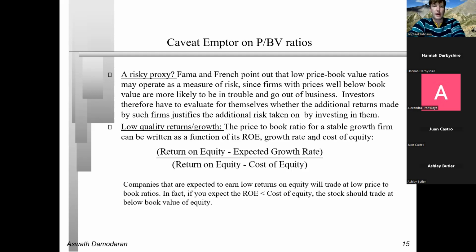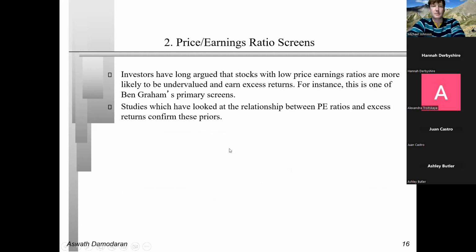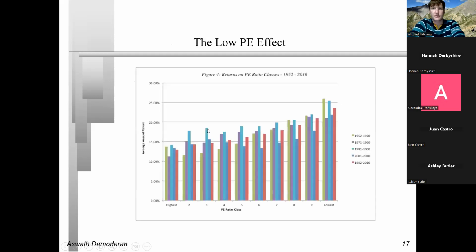So this PowerPoint is under March 9th materials, so you can go back to this whenever. So, price to earnings ratio screens. Investors have long argued that stocks with low price to earnings ratios are more likely to be undervalued and earn excess returns. Studies which have looked at the relationship between price to earnings ratios and excess returns confirm these priors.